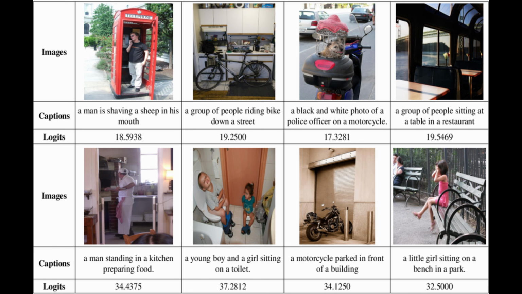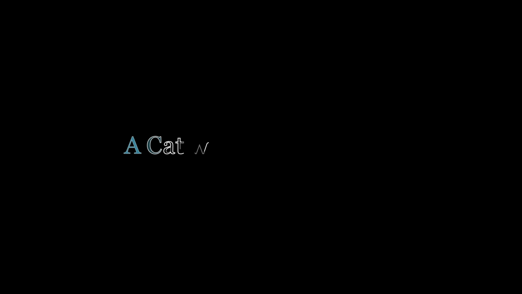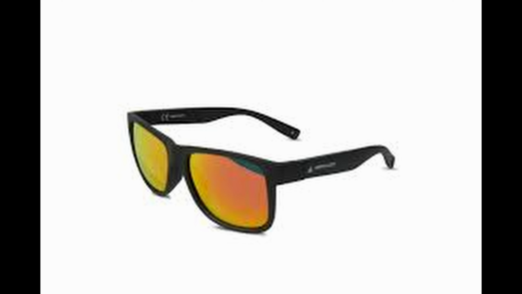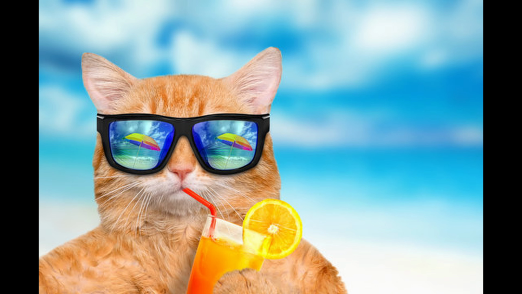The stable part comes from the training process. It was trained on billions of image caption pairs, so it learned patterns on how words relate to visuals. That's why when you say a cat wearing sunglasses, it doesn't just randomly guess. It has seen enough cats and sunglasses in its training data to blend them realistically.